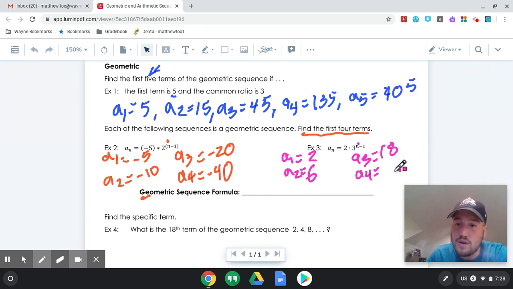Okay, and the final one, plug a 4 in. 4 minus 1 is 3. 3 to the third is 27. That's 3 times 3 times 3. Okay, and 27 times 2 gives us 54.